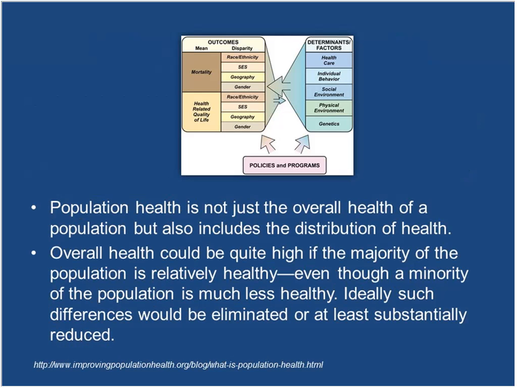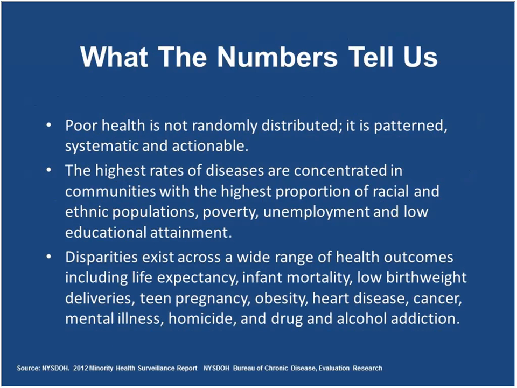So it's not just the overall health of the population, which regrettably we're not actually doing all that well with anyway. But even if we were, the overall health could be quite high, but there could be differences by group. And ideally, those differences would be eliminated or substantially reduced. And that's what we're going after here. We're going to try to think about the ways that policies, programs, individual, interpersonal, communities, and providers can help reduce that variation.